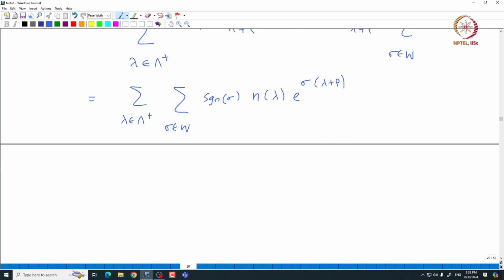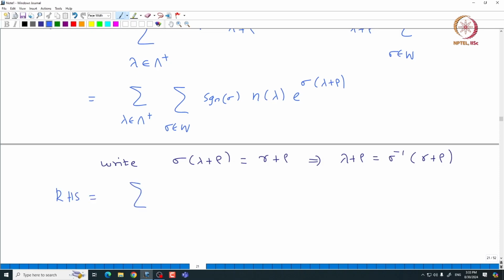So, now what we are going to do, we are going to change the variable. So, we use this change of variable. So, write this sigma lambda plus rho as some gamma plus rho. So, then it is clear that lambda plus rho is nothing but sigma inverse gamma plus rho. So, using this, if you rewrite, then the right hand side actually becomes summation lambda in lambda plus summation sigma in W sine of sigma.